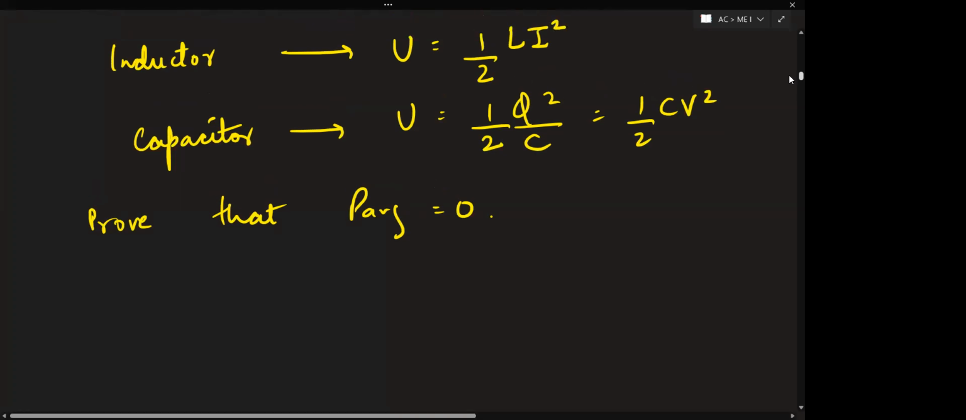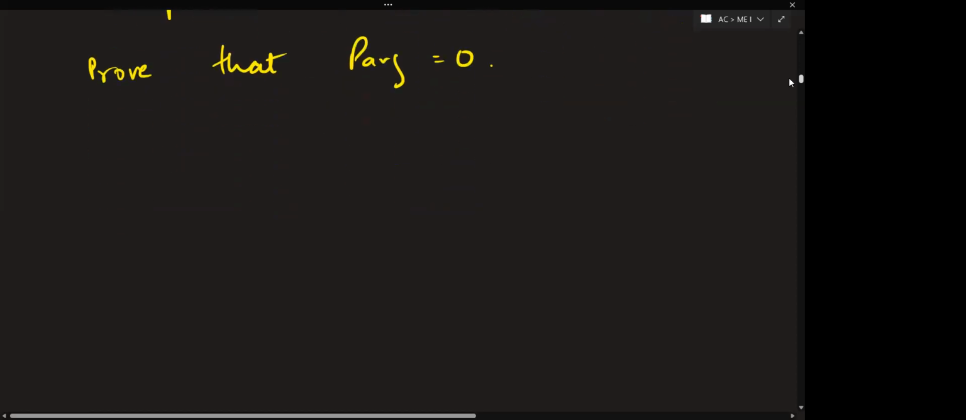See, energy for an inductor is half L i square, and for a capacitor it's half Q square by C, or half C V square. I've just written this because we have already discussed it in chapter number 2, for both the capacitor and the inductor. If it is asked to prove that average power is zero, see what we have to do. Let's take it for a capacitor.